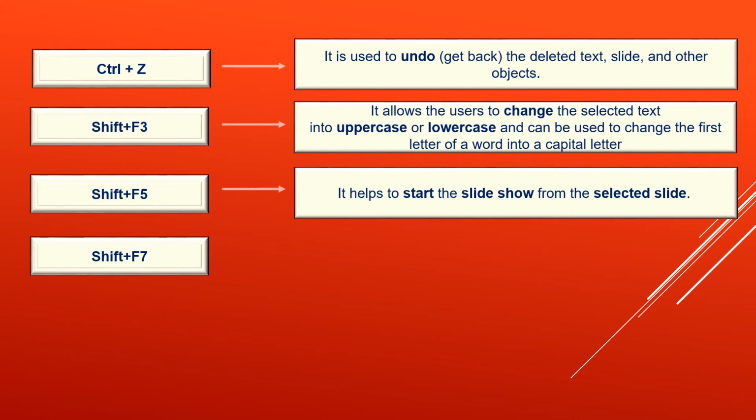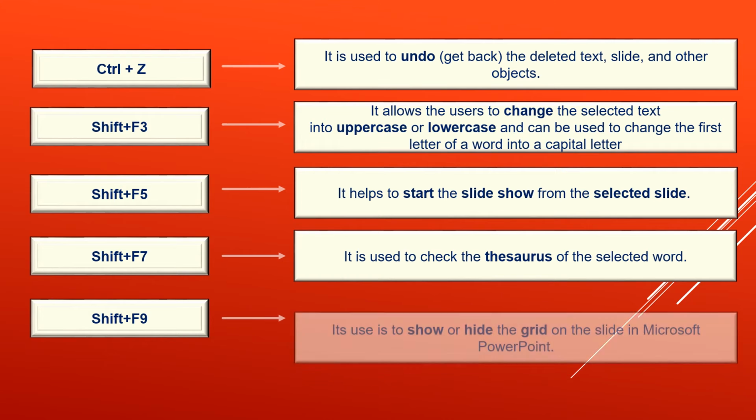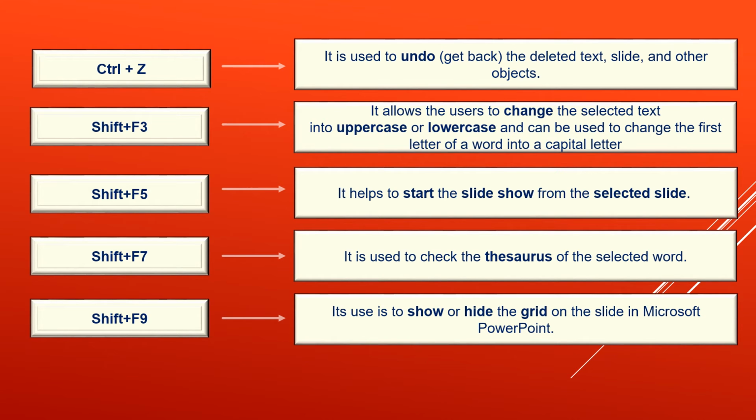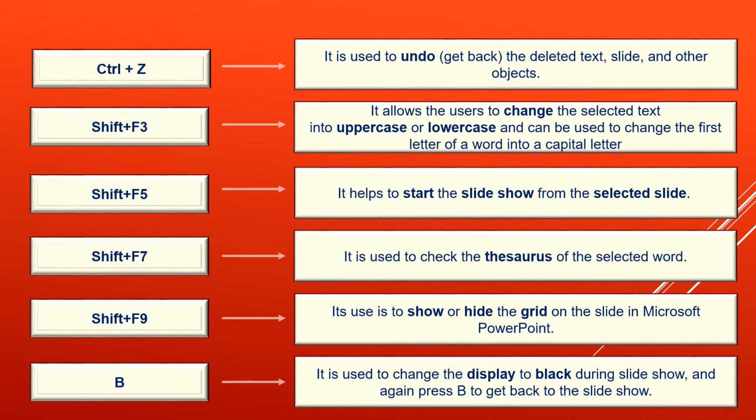Shift plus F7. It is used to check the thesaurus of the selected word. Shift plus F9. Its use is to show or hide the grid on the slide in Microsoft PowerPoint. B. It is used to change the display to black during a slideshow, and press B again to get back to the slideshow.